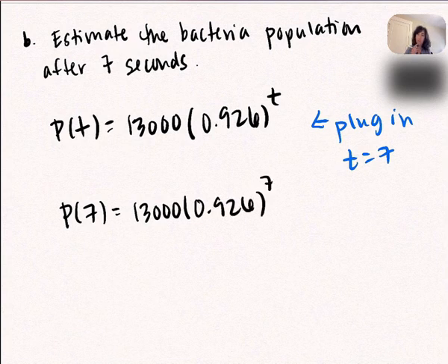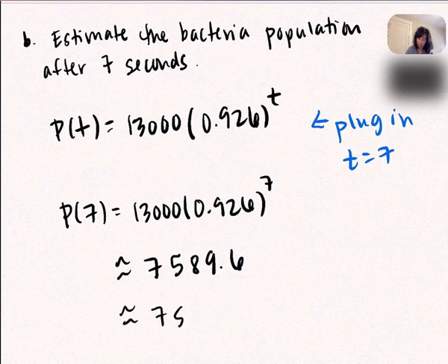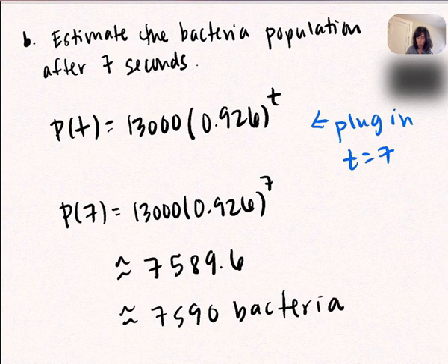Now you'll need a calculator for this, and what I would recommend is doing 0.926 to the 7 first, then multiplying your answer times 13,000. And you're going to have to round. So if we type this into the calculator and round, we're going to get about 7,589.6, or about 7,590 bacteria if we round to the whole bacteria.